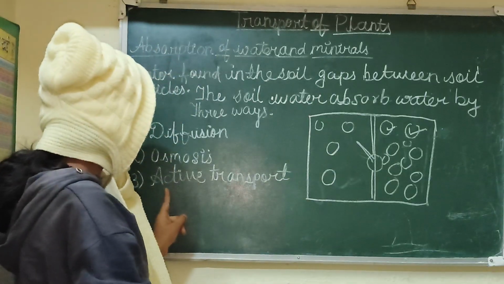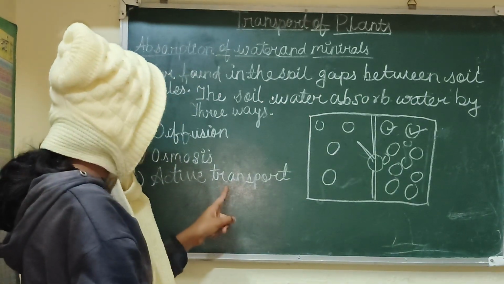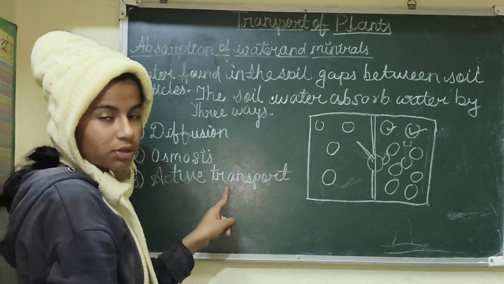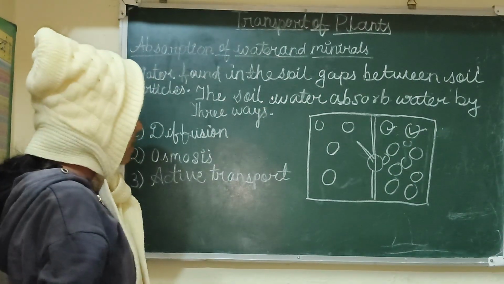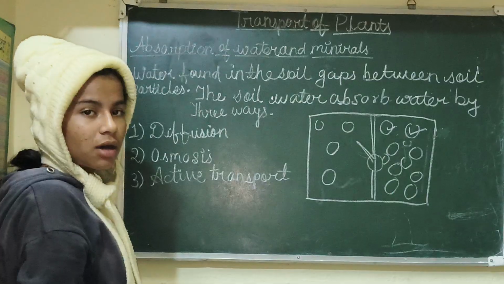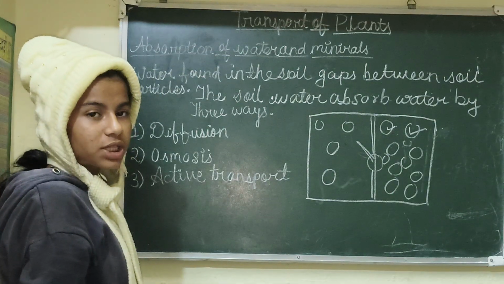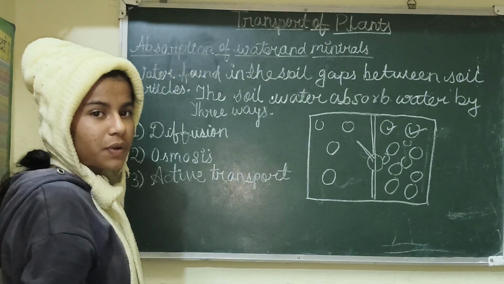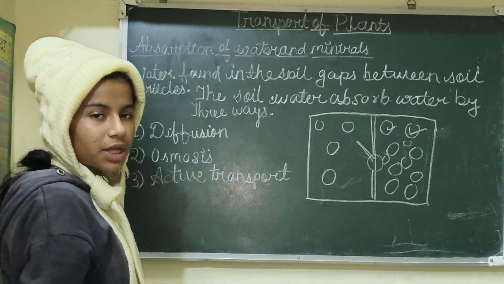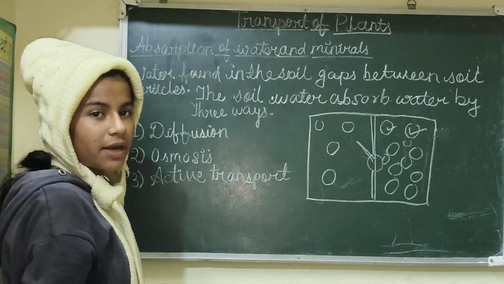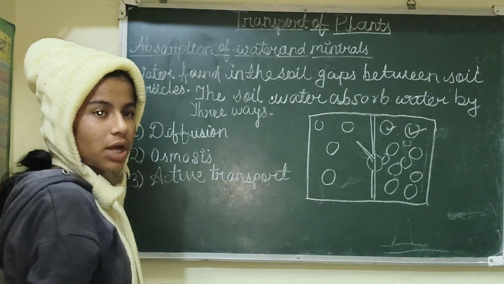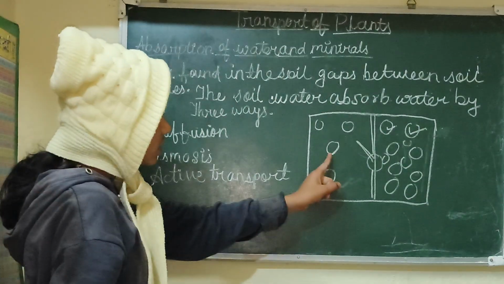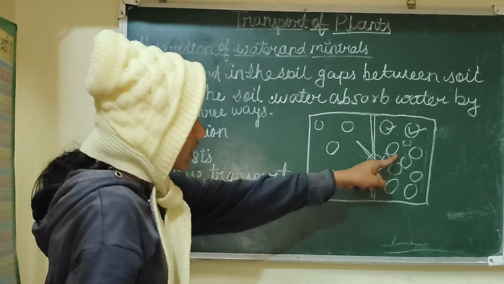Then active transport. In active transport, the gaps are filled with water as in osmosis, and in this process low energy is there. After transportation, the particles are transported in the opposite direction, from low concentration areas to high concentration areas.